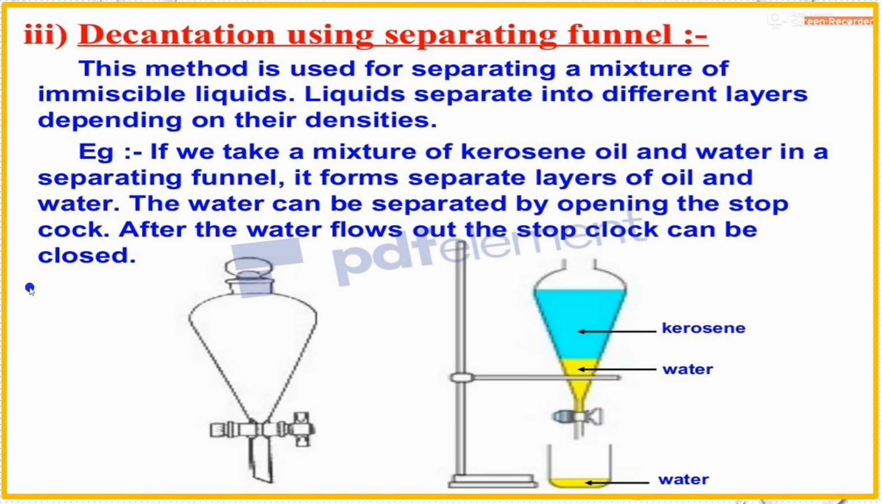Then decantation, that is using separating funnel. This method is used for separating a mixture of immiscible liquids. Immiscible means the liquids which cannot be mixed. Liquids separate into different layers depending on their densities. Example: if you take a mixture of kerosene oil and water in a separating funnel, it forms separate layers of oil and water. The water can be separated by opening the stopcock.